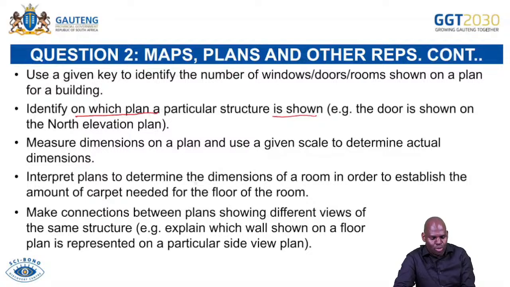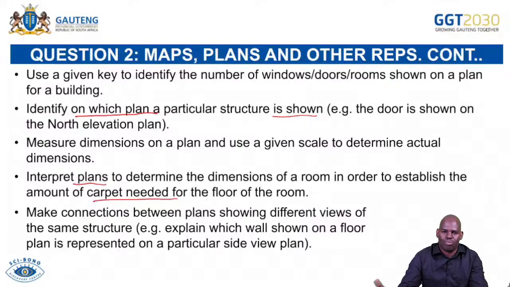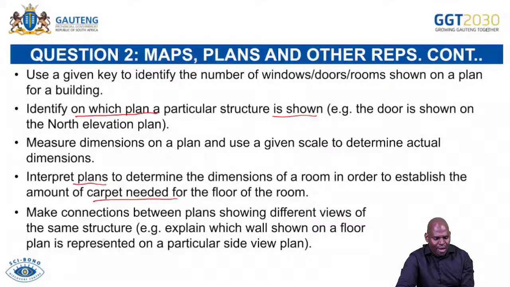You must also be able to interpret plans to determine the dimensions of a room in order to establish the amount of carpet needed. Okay, it might be carpet, it might be tiles. If you are given an area and they say the area of a room is about 20 square meters, and now you need to tile or carpet, then how are you going to determine the cost and so on? And then make connections between planes showing on different views of the same structure.